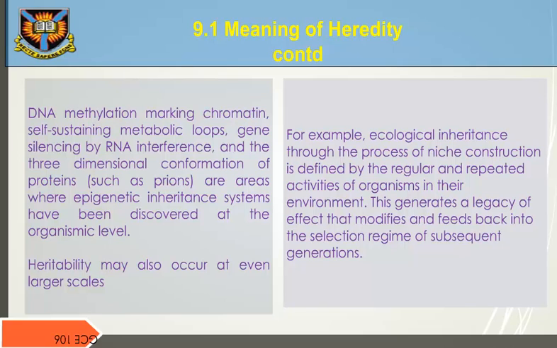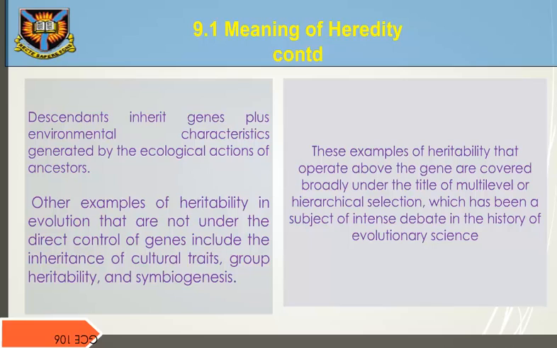Heritability may also occur at even larger scales. For example, ecological inheritance through the process of niche construction is defined as the regular and repeated activities of organisms in their environment. This generates a legacy of effects that modifies and feeds back into the selection regime of subsequent generations. Descendants inherit genes plus environmental characteristics generated by the ecological actions of ancestors.